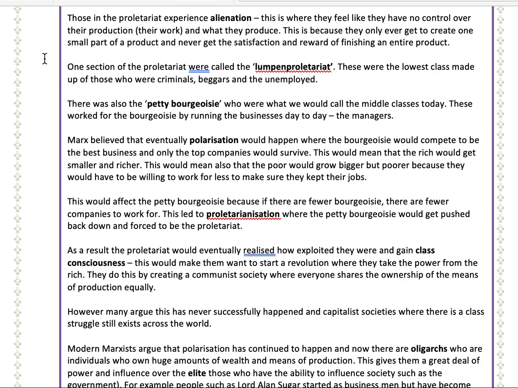And the other concept is this idea of proletarianization. Proletarianization is when companies are being bought over by other companies, and then obviously if you have one boss that's overseeing more and more companies, then you don't need as many people in the petty bourgeoisie. So the more managers there are at the top, the less you need in the middle. And that would result in people being pushed down into the proletariat.